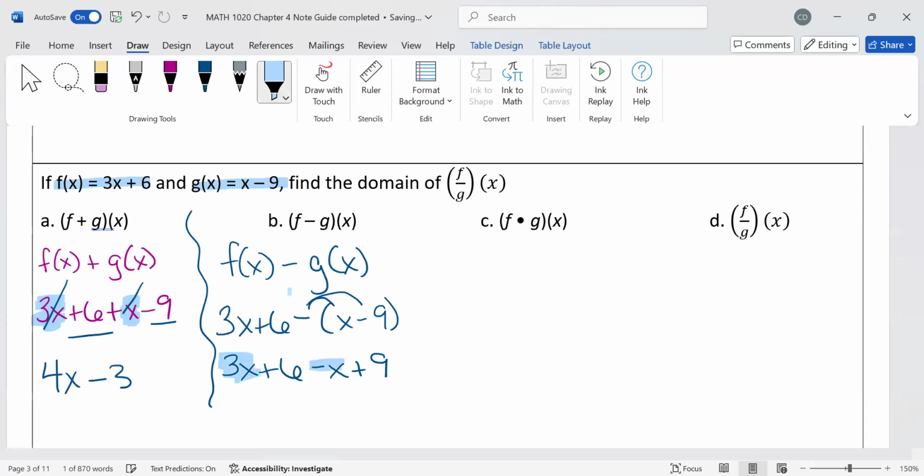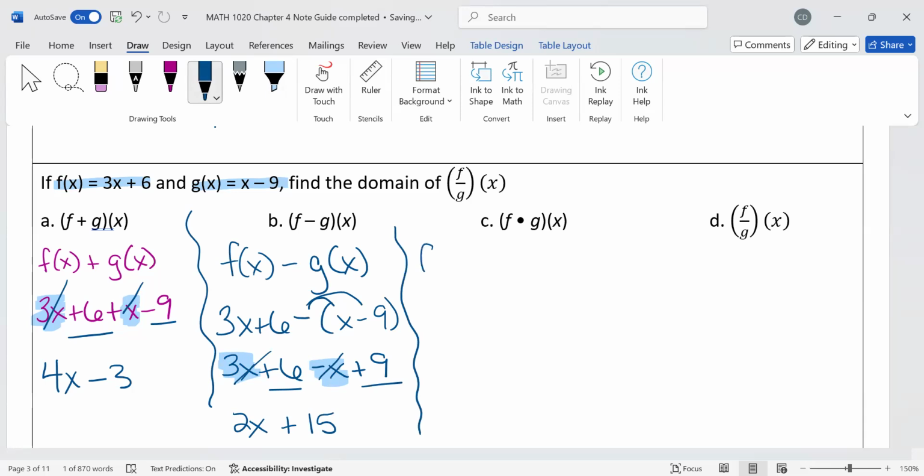So we have a 3x and a minus x. So 3x minus 1x gives me 2x. And then 6 plus 9 gives me 15. The next one is f of x times g of x.